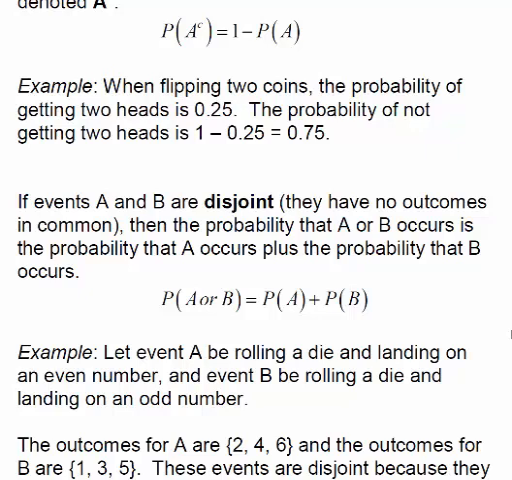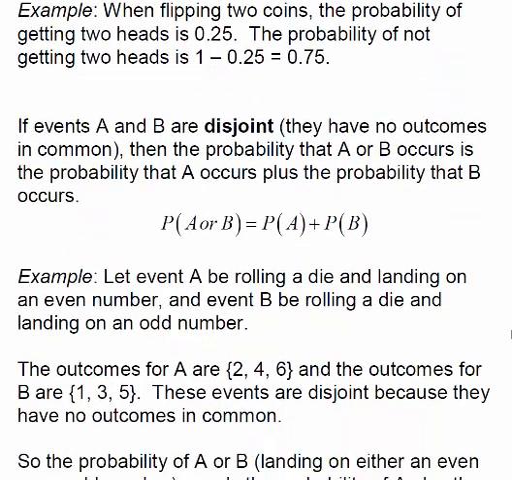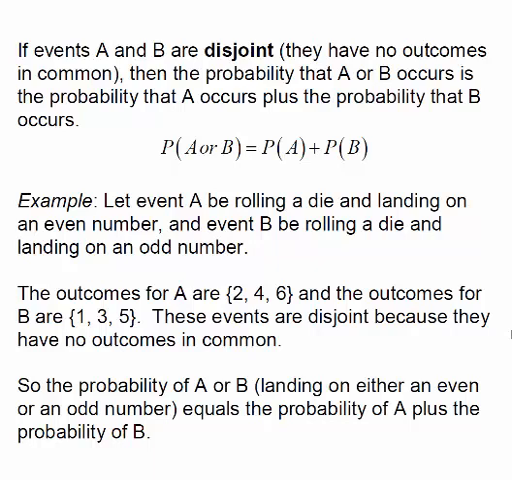The example: let A be rolling a die and landing on an even number, and B be rolling a die and landing on an odd number. They can't happen at the same time. The outcomes are listed here. A is 2, 4, 6. The outcomes for B are 1, 3, 5. And these events are disjoint because they have no outcomes in common. If you were to draw a Venn diagram with these, there would be no overlap. So the probability of A or B, landing on either an even or odd, equals the probability of A plus the probability of B.